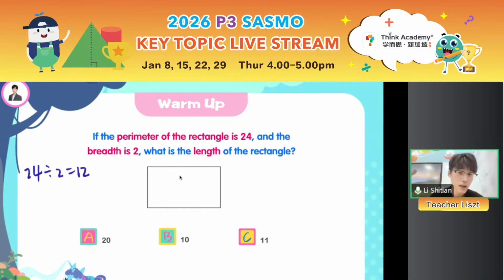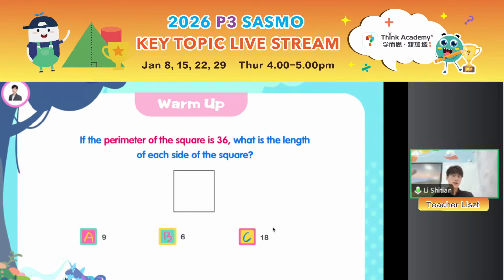So I want to find out the length. Can you guys solve it? Easy, right? We only need to use 12 minus 2, which is equal to 10, right? So actually, the length of the rectangle is option B, right? Good job, guys. Good job. Easy, huh?